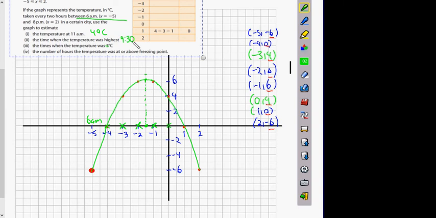The times when the temperature was 3 degrees. 3 degrees? It's located here, isn't it? So 3 degrees across and down. 3 degrees is on the y-axis. Yeah? So temperature is the y-axis. And where does 3 degrees hit? Hits in between 7 and 8.